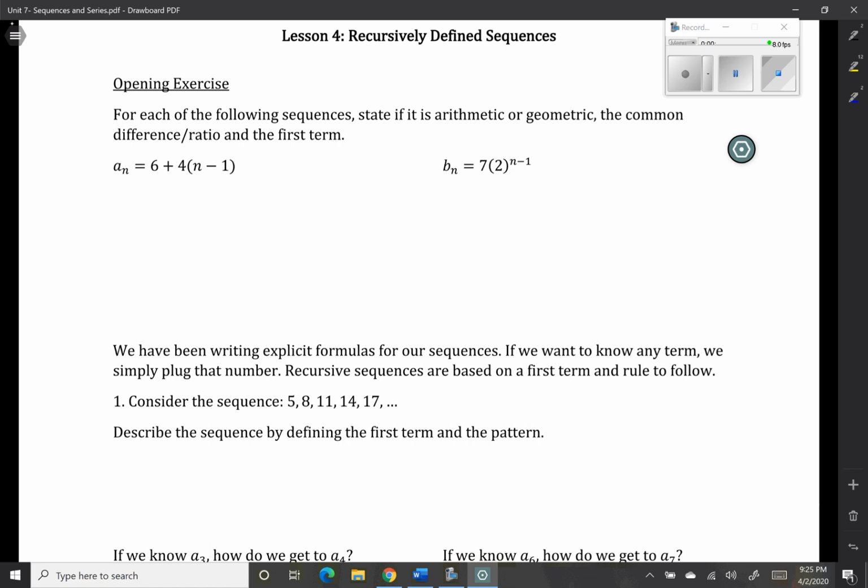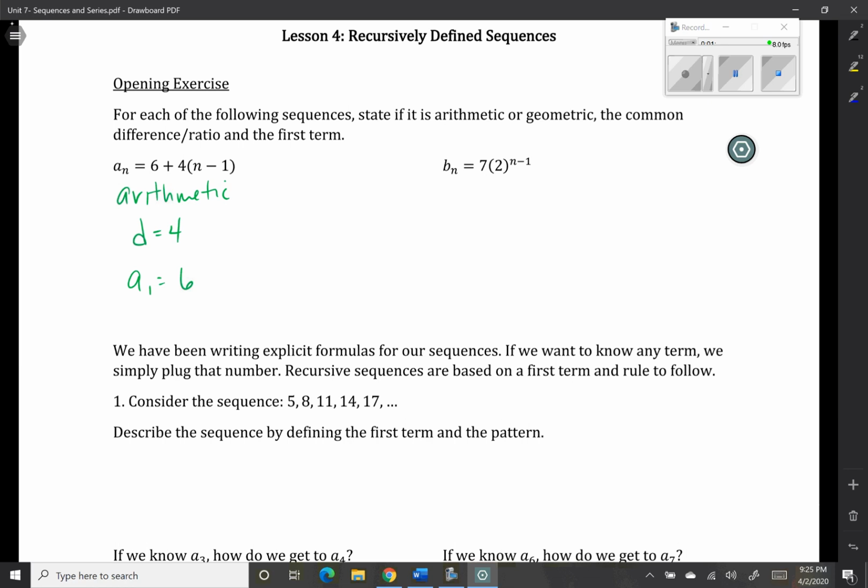So the first one would be an example of an arithmetic sequence. I know that because it has a plus sign. A plus or minus is telling us that we're going up by a common difference. So the common difference in this case is 4, and the first term of the sequence would wind up being 6. So the sequence would start at 6, and then every single term would be 4 more than the previous term.